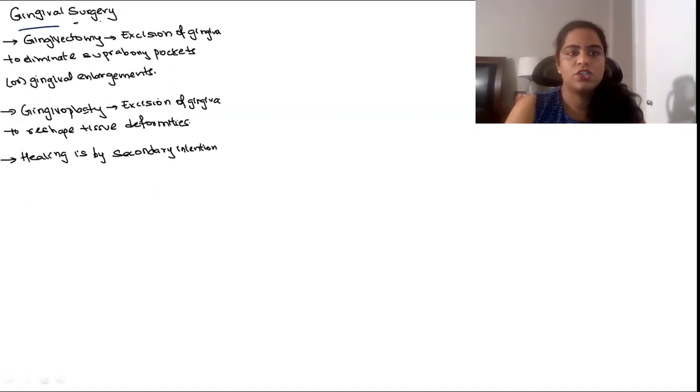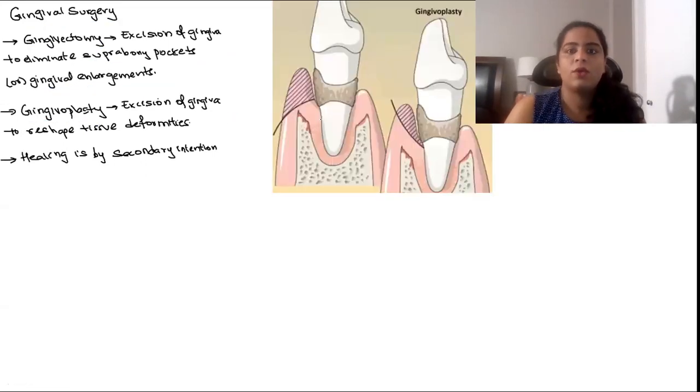Next, coming to gingival surgery. So gingivectomy and gingivoplasty. Ectomy means complete excision, whereas plasty means just a little bit of incision. So if there are any suprabony pockets or gingival enlargements, gingivectomy is done. And gingivoplasty is a little less invasive procedure, but the healing for both is by secondary intention.